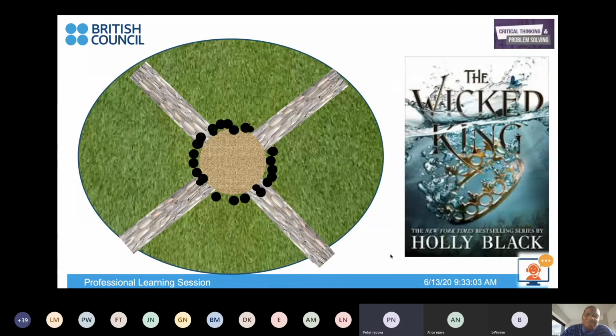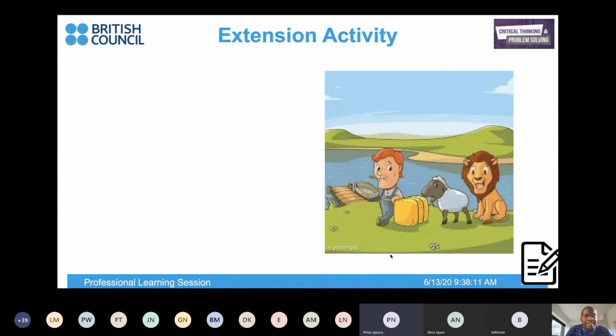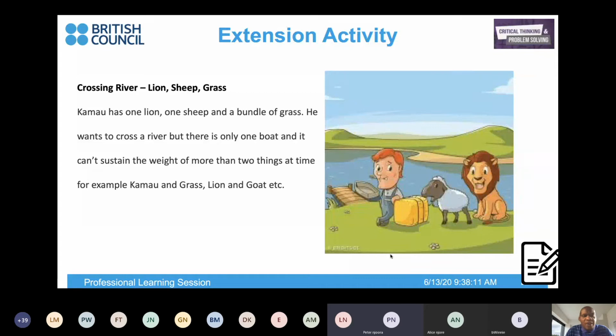So this is a solution which is possible. And I'll now give you an extension activity as the lesson is coming to the end. I'd like you, when you go after this lesson, to try to answer this puzzle of crossing a river. Kamau has one lion, one sheep, and a bundle of grass. He wants to cross a river, but there is only one boat, and it can't sustain the weight of more than two things at a time.